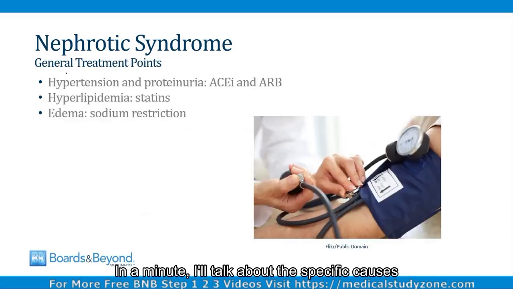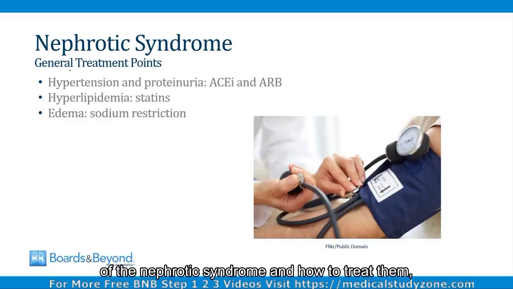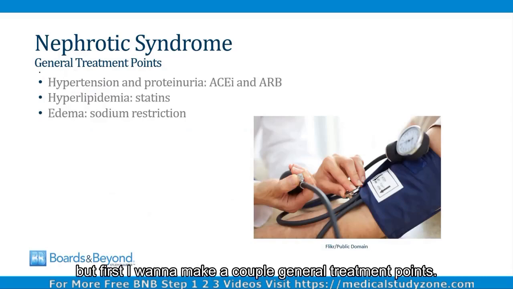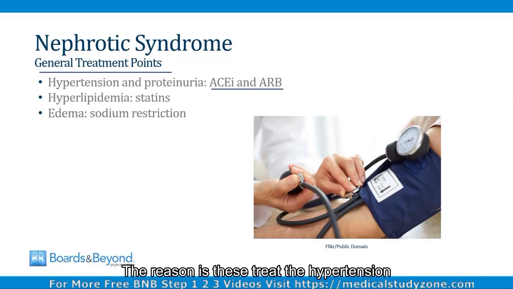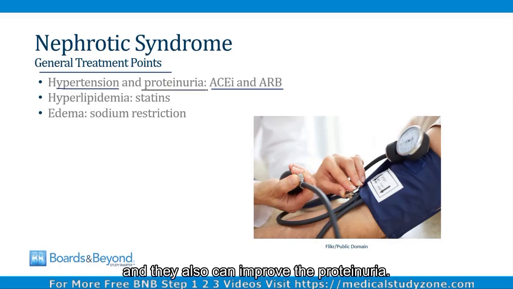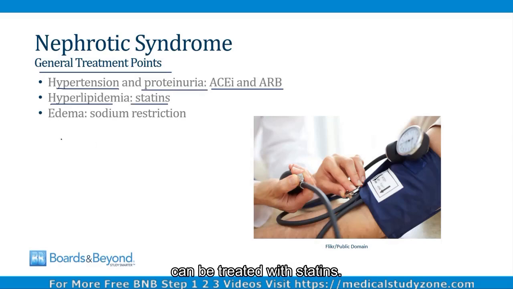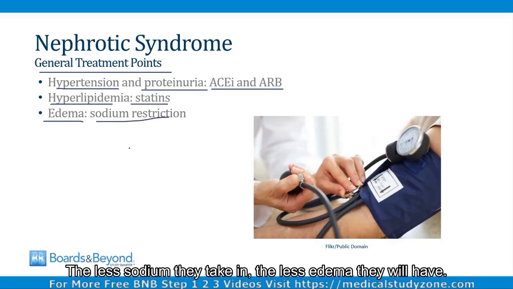In a minute, I'll talk about the specific causes of the nephrotic syndrome and how to treat them, but first I want to make a couple general treatment points. For any patient with the nephrotic syndrome, ACE inhibitors and ARBs are usually prescribed. The reason is these treat the hypertension that's present in nephrotic syndrome, and they also can improve the proteinuria. The hyperlipidemia of nephrotic syndrome can be treated with statins, and the edema will improve if patients restrict their sodium intake. The less sodium they take in, the less edema they will have.